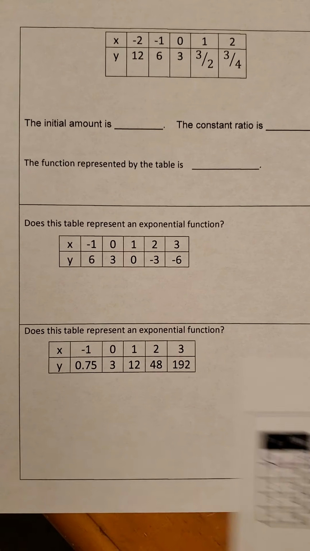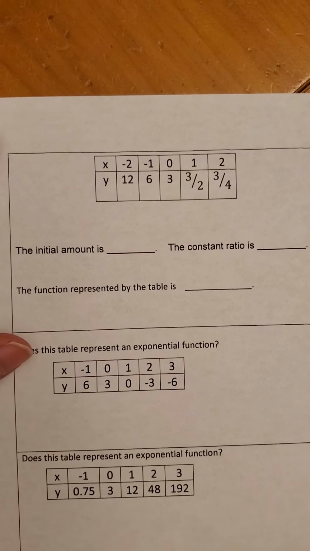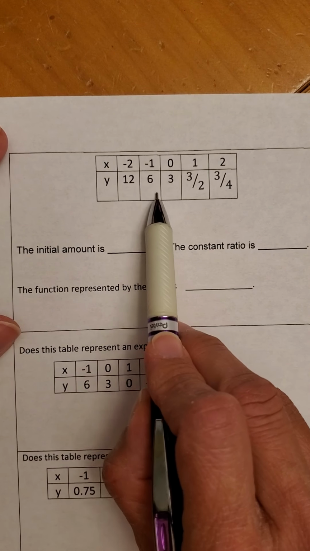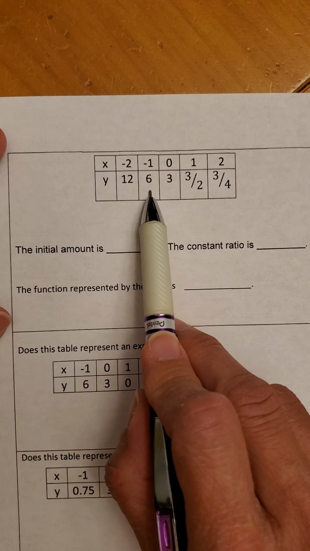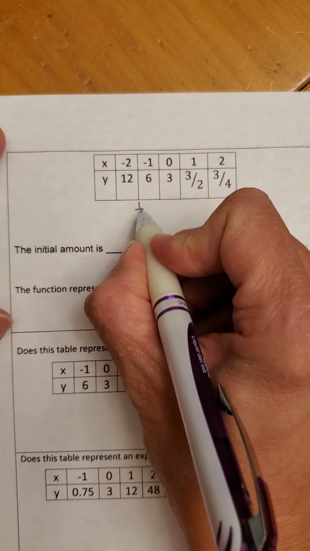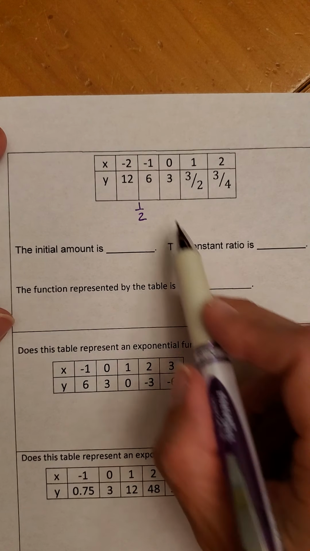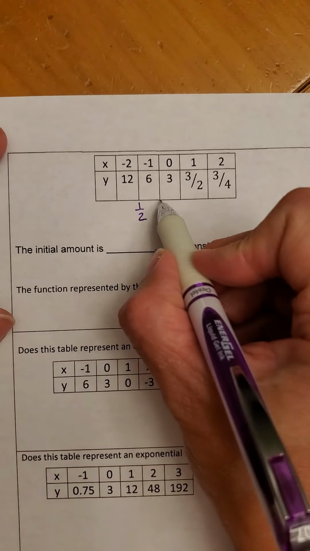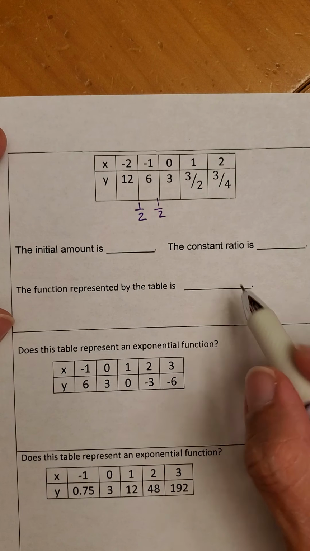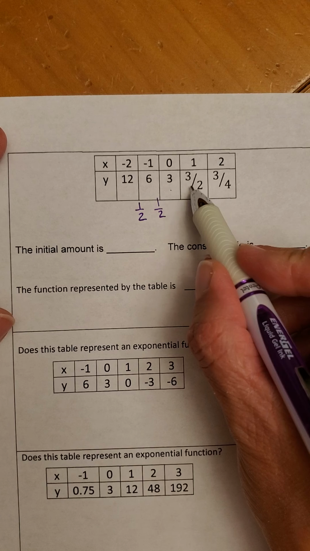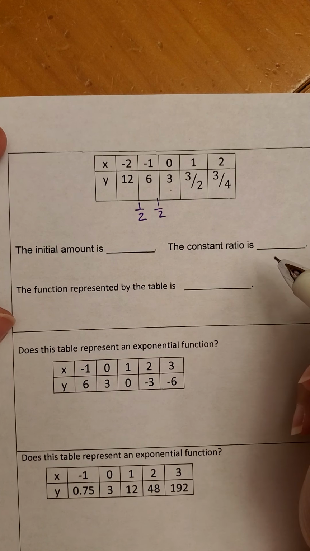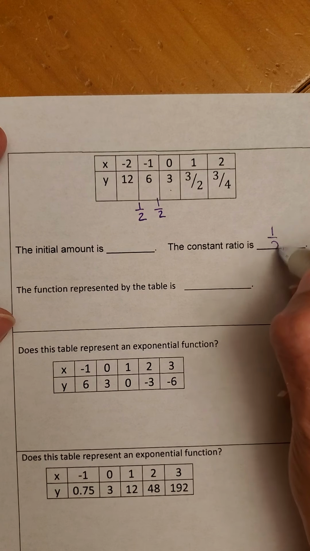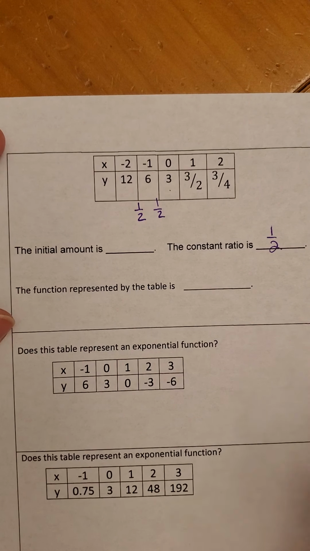Okay, let's try another one. You'll notice this time we're not going up, we're going down, but I still want to know what would I multiply 12 by to get to 6. Hopefully you know that's 1/2. What would I multiply 6 by to get to 3? Again, 1/2. What would I multiply 3 by to get 3/2? 1/2. 3/2 times 1/2 is also 3/4. So my constant ratio is 1/2.